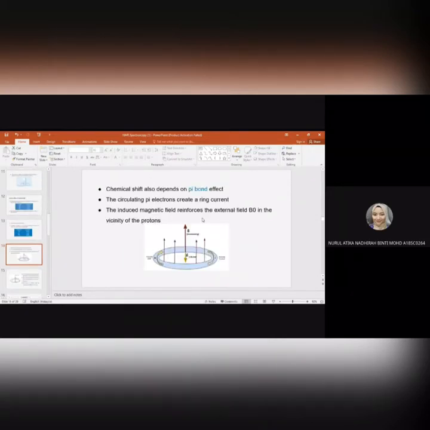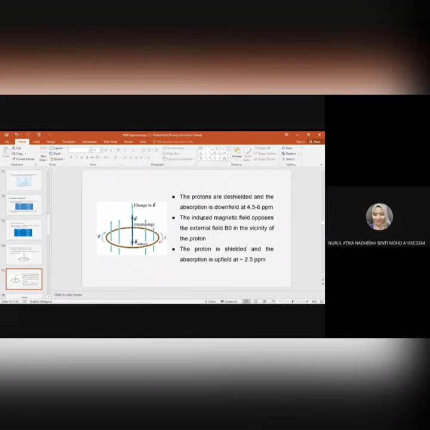And the last factor is pi bond effect. The circulating pi electrons create a ring current. The induced magnetic field reinforces the external field B0 in the vicinity of the proton. The protons are deshielded and the absorption is downfield at 4.5 to 6 ppm.